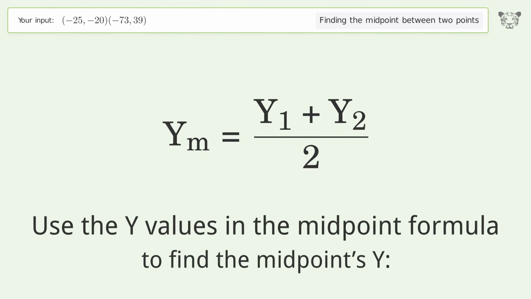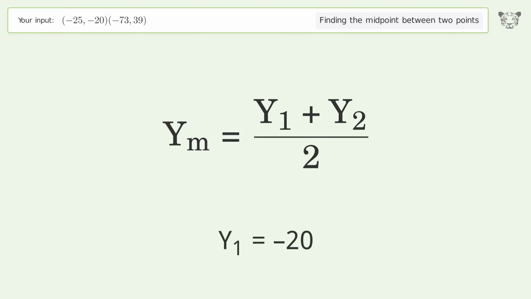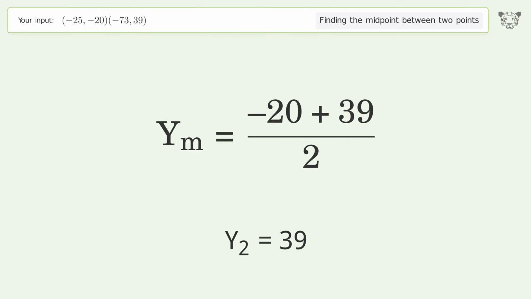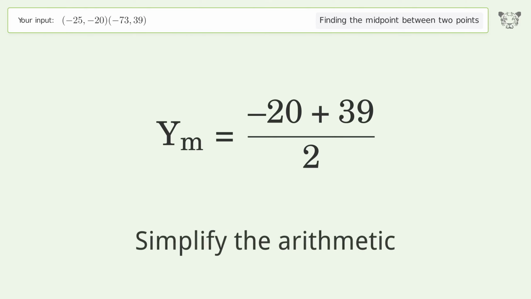Use the y values in the midpoint formula to find the midpoint's y. y1 equals -20. y2 equals 39. Simplify the arithmetic.